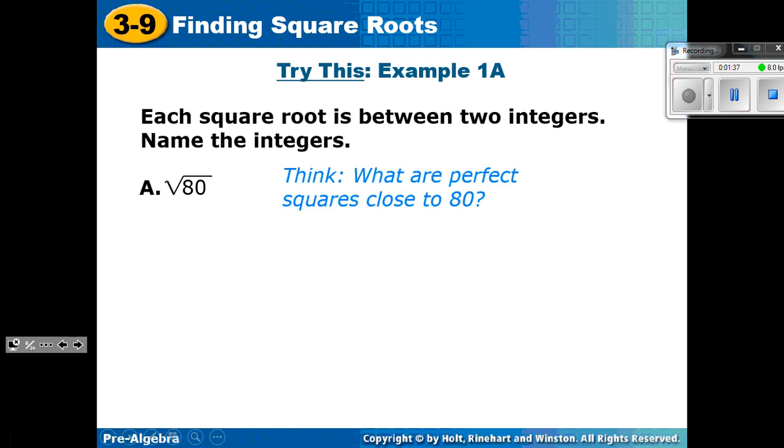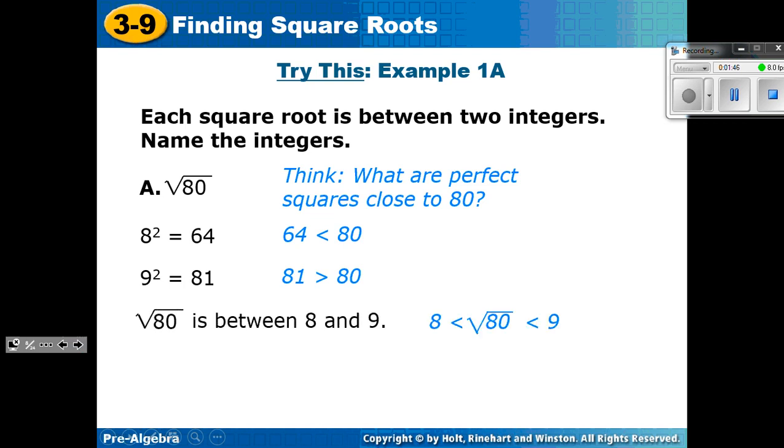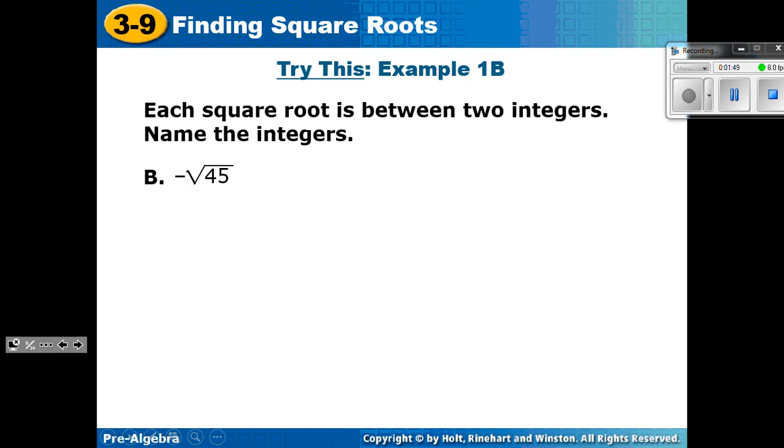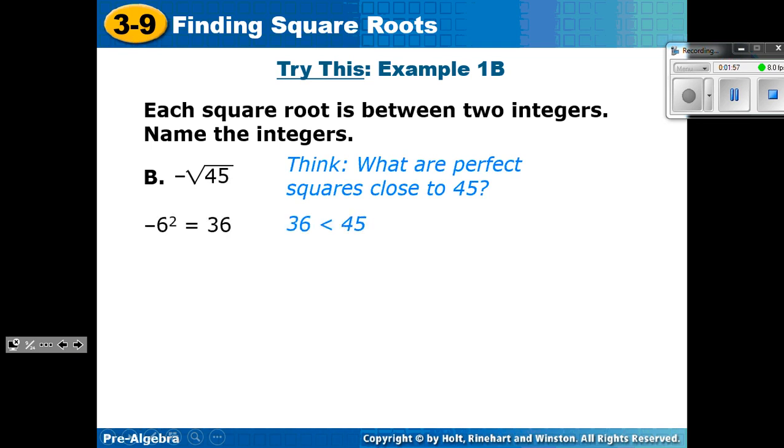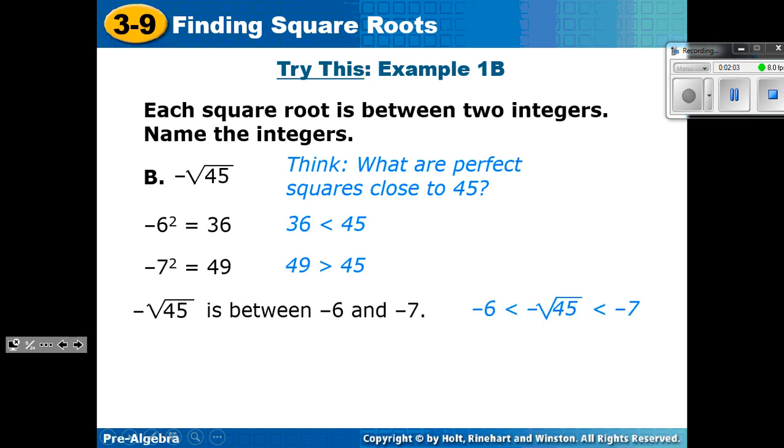So the square root of 80 is going to fall somewhere between 8 and 9. The opposite of the square root of 45, we've got 36, 6 times 6, and we've got 49, which is 7 times 7, so the square root of 45 is between 6 and 7, and the opposite of the square root of 45 is between negative 6 and negative 7.